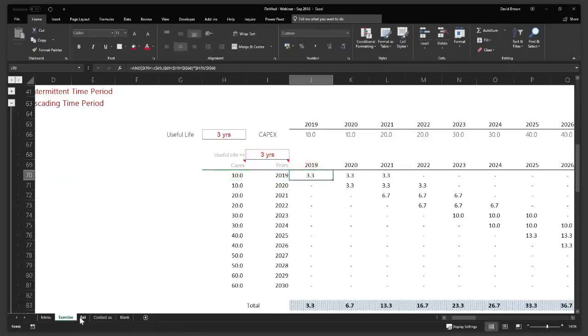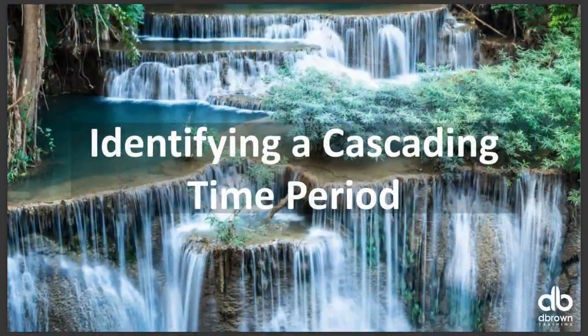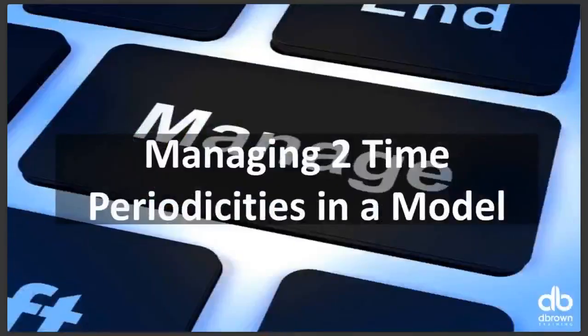And there we go. Now, lastly, if I jump back to our slides before we close. The last thing we're going to do, we've done identifying a cascading time period. The next and last thing is managing two time periodicities in a model. What does that mean? That means we have maybe a monthly model and we require annual reports in a monthly model. So that's very easy. It's not going to take us much time at all. So let's check that out.